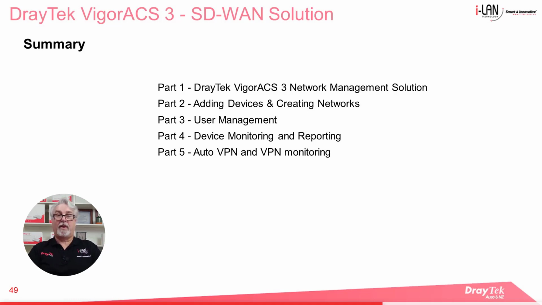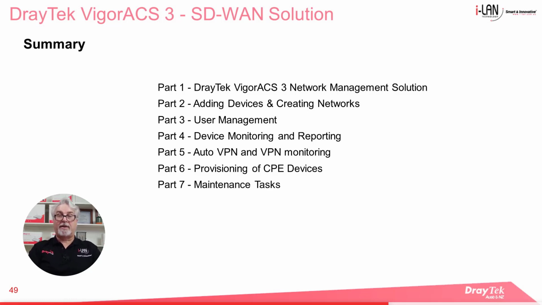In part five, we looked at auto VPN and VPN monitoring in more detail than we did today, including configuration walkthroughs. Part six covered provisioning of CPE devices, which included creating configuration profiles using TR069 parameters that could then be applied to numerous CPE devices, as well as upgrading firmware remotely. In part seven, we looked at maintenance tasks that included backing up and restoring configs, scheduling firmware upgrades, resetting passwords, as well as ACS3's built-in file manager.